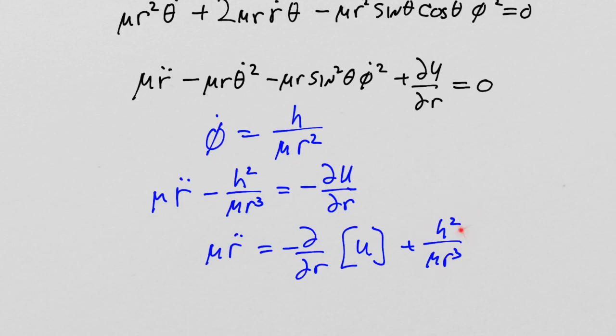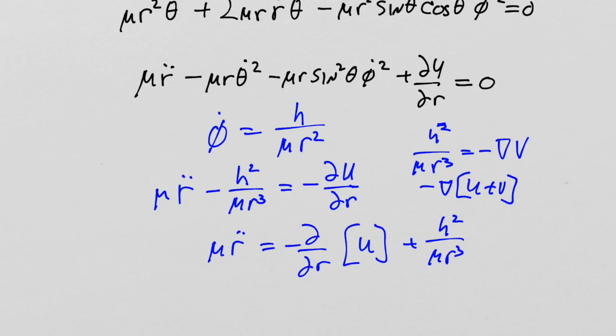And it would be interesting if, since that's a force, we can ask the question, hey, could it be that h squared over mu r cubed is the gradient of some other potential, V, call it? And if so, we could create a new potential, U plus V, right? And the overall force is going to be the minus gradient of this U plus V. And sure, this is completely possible.